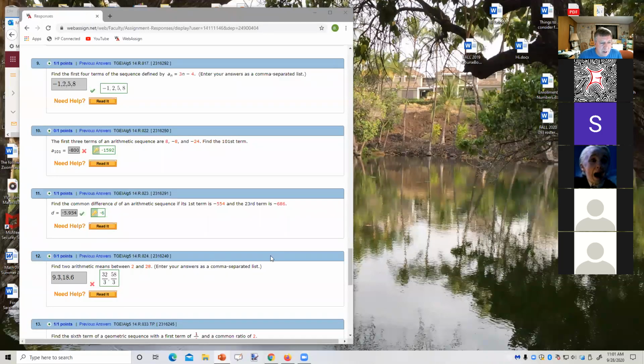The first three terms of the arithmetic sequence are 8, negative 8, and negative 24. Find the 101st term. So we know that a sub 1 is 8, a sub 2 is negative 8, and a sub 3 is negative 24. All right, this is an arithmetic sequence. We're supposed to find a sub 101, and we're going to use the formula a sub n equals a sub 1 plus the quantity n minus 1 times d. Okay, so here we go.